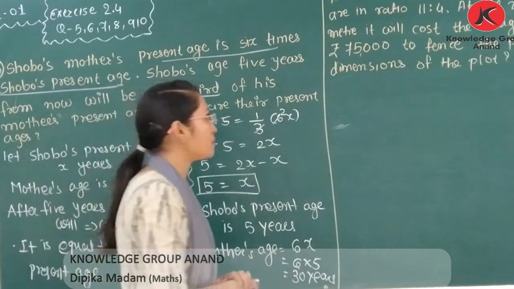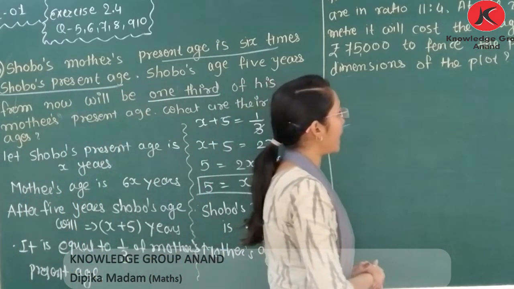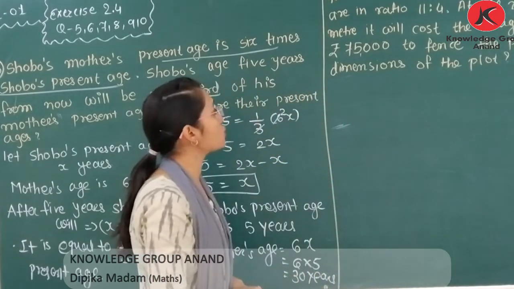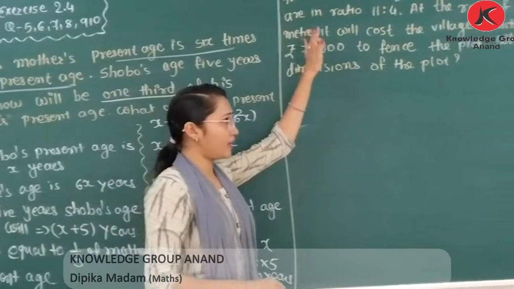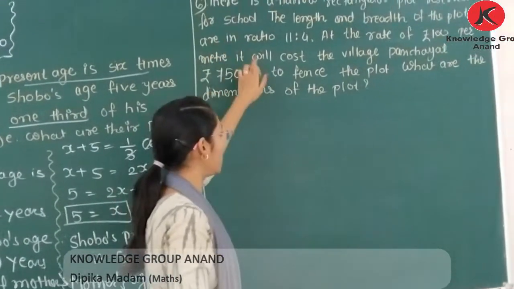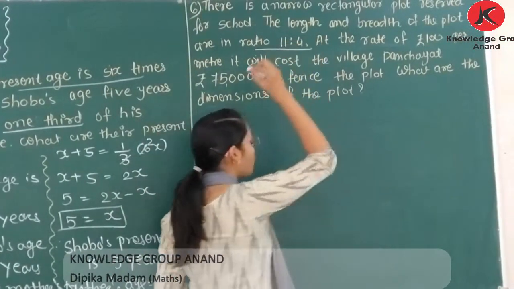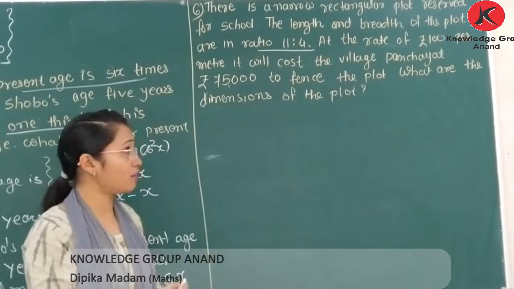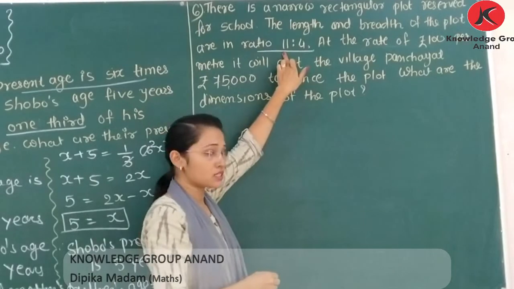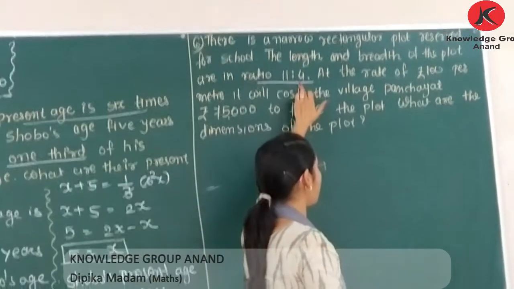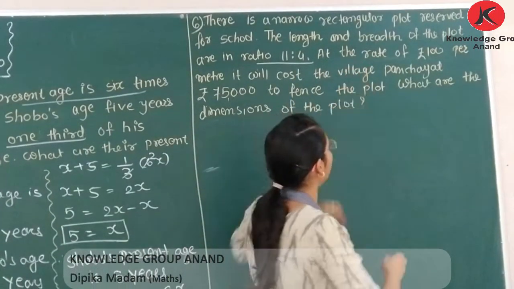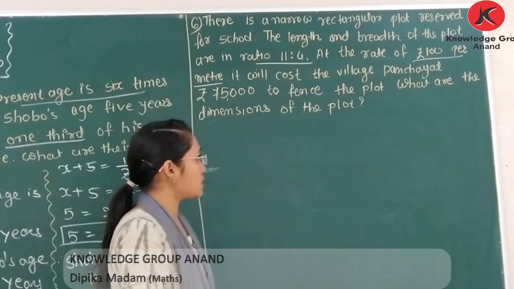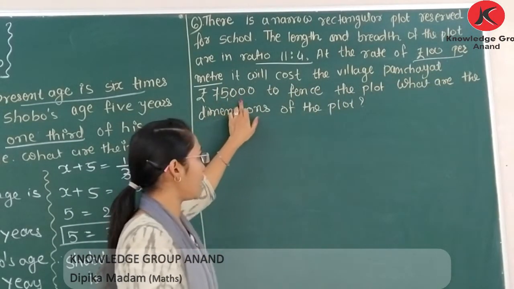Now, question number 6. There is a narrow rectangular plot reserved for a school. The length and breadth of the plot are in the ratio 11:4. Length and breadth ratio is given. So you can write length is 11x and breadth is 4x. At the rate of 100 rupees per meter, it will cost the village panchayat 75,000 to fence.